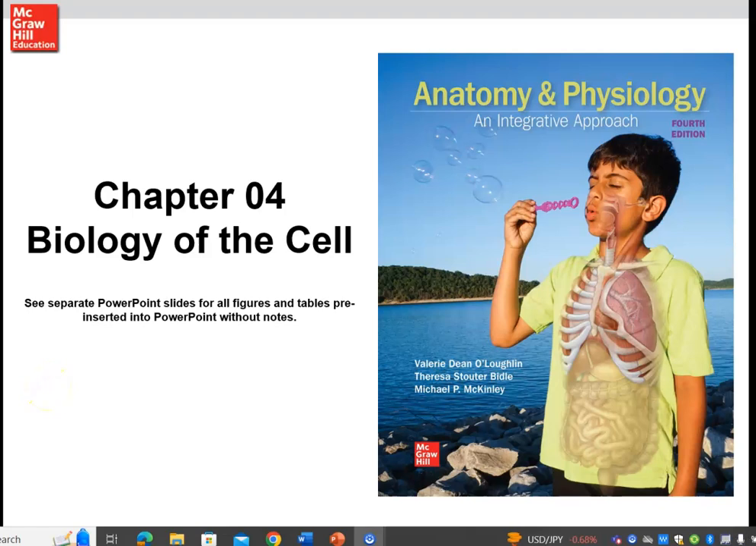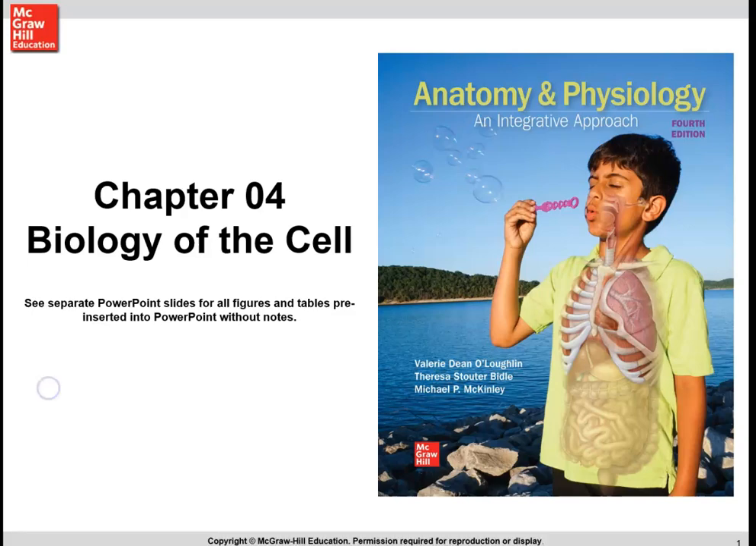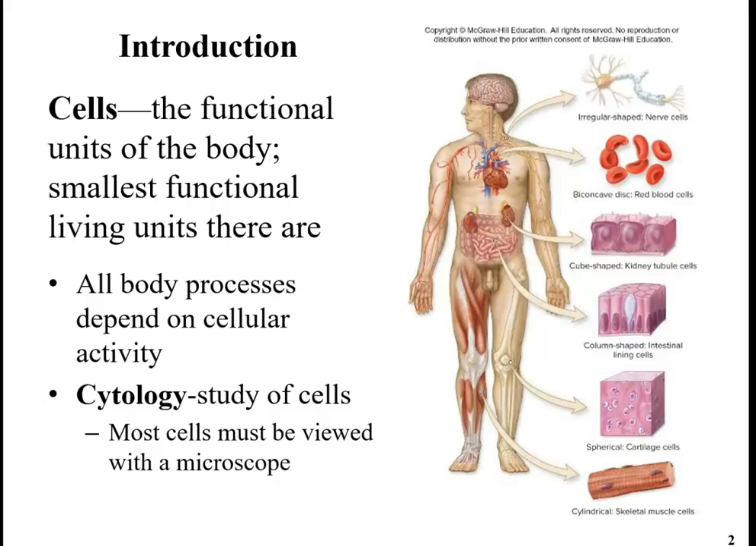All right, now we're going to go over Chapter 4, Biology of the Cell. So cells are the functional units of the body. In fact, they are the smallest functional living units there are. All body processes depend on cellular activity. So your cells have to be living in order to have cellular activity.